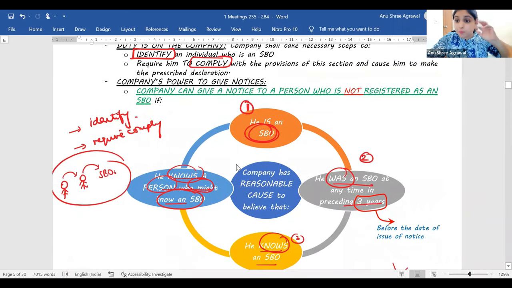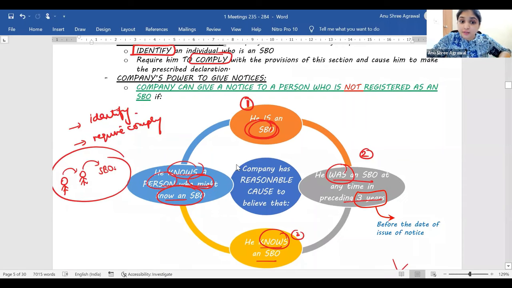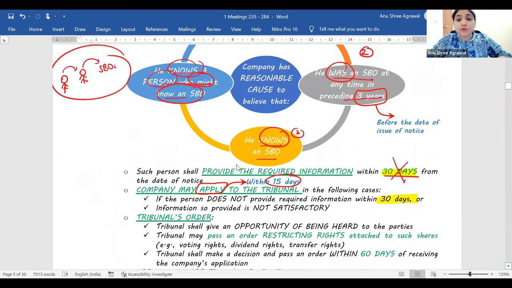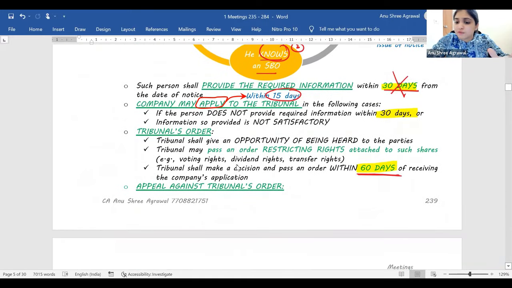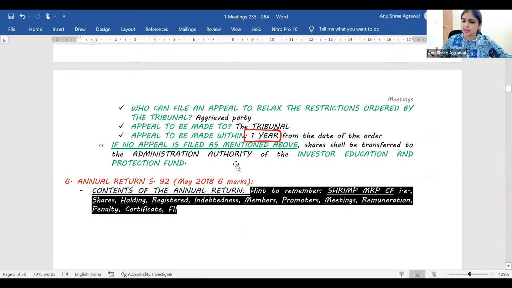Then we learned that even if the company puts in the effort, identifies SBOs, and asks these SBOs to comply with the rules and regulations of the section, to identify SBOs you need information. To get information, you have to give a notice and ask for information. You can give notice to these four people. These four people have to respond within 30 days. If they don't respond within 30 days, within the next 15 days the company will file an application to NCLT. NCLT will pass an order within 60 days. If I'm not okay with NCLT's order, I will file an appeal within 1 year. 100% clarity.